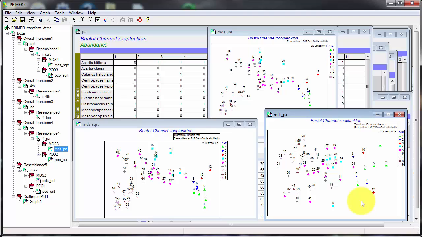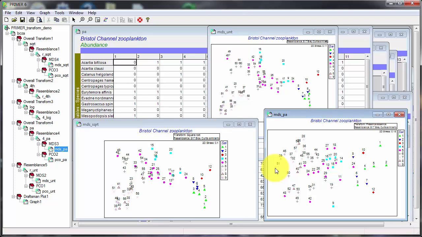Presence-absence, as you might expect, has changed the pattern quite substantially. So in both the untransformed and the square root, we got levels 1, 2, 3, and 4 and 5 grouped together. For the presence-absence, it's much more jumbled, although there still is that trend for increasing salinity right to left.